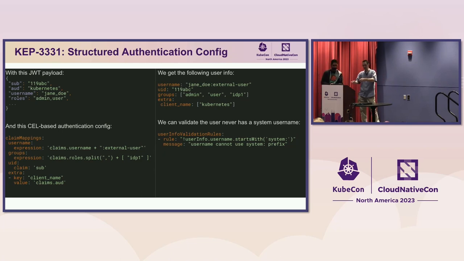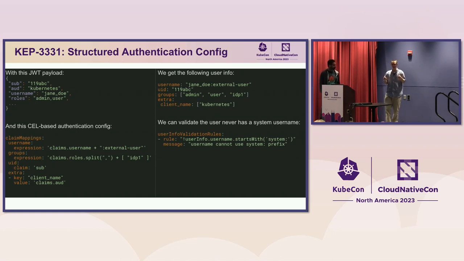So in this case, for the claim mappings, the inputs, we provide it a map of string to anything based on the claims in the token. For the validation rules, the input variable is a user object that has really well-known fields. So it's entirely up to us, as we integrate CEL into different aspects of the server, what variables it has access to and what the schema of those variables are.